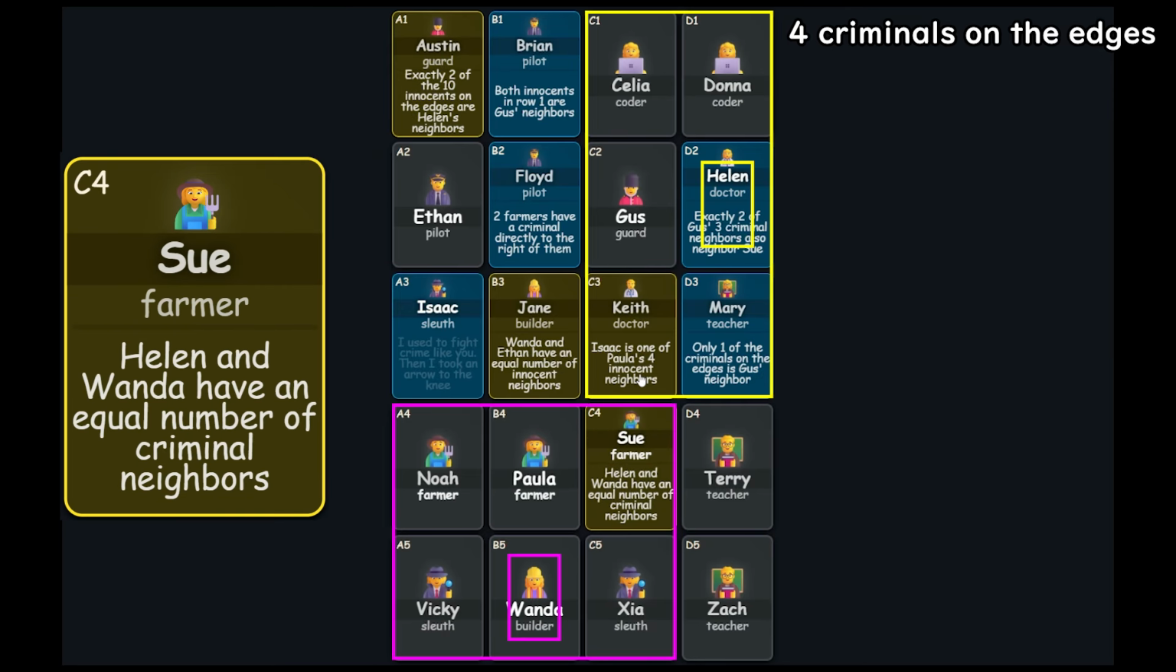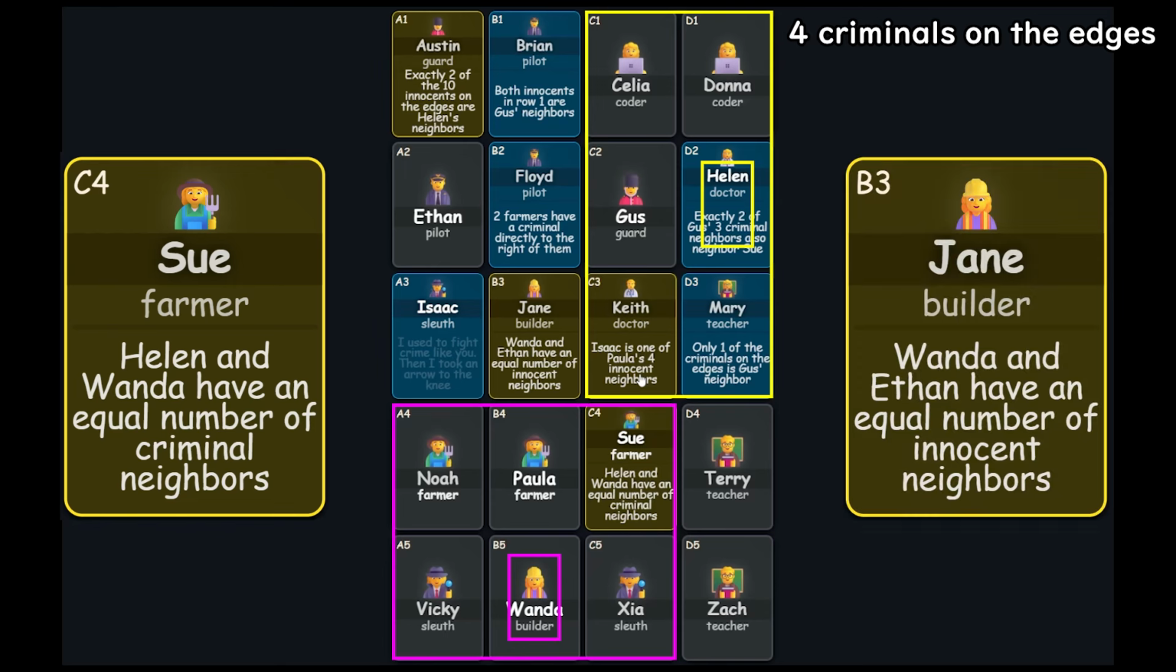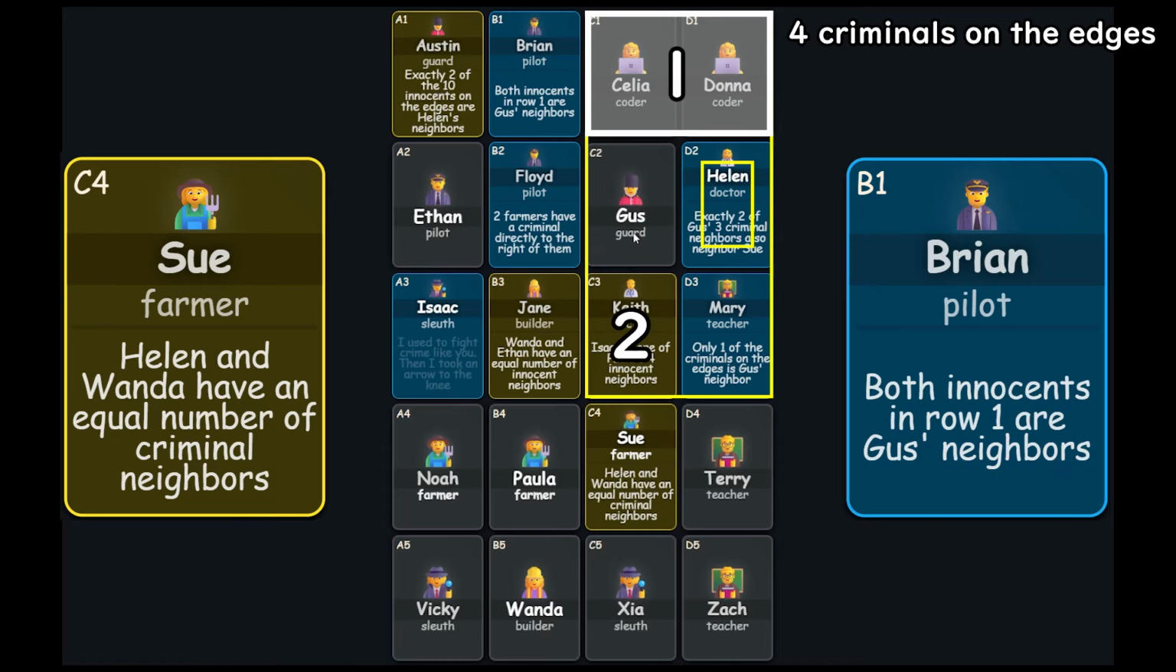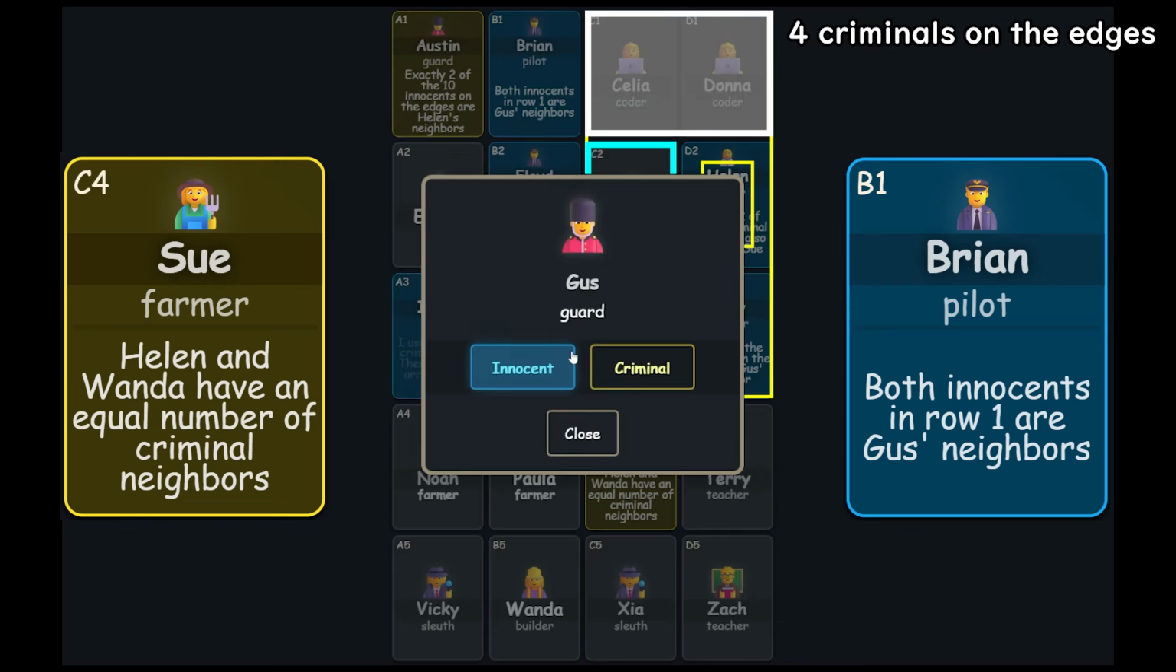Helen and Wanda have an equal number of criminal neighbors. We know from Jane's clue that Wanda and Ethan have an equal number of innocent neighbors. Ethan has 3, and so should Wanda. This means Wanda has 2 criminal neighbors. Therefore, Helen must have 2 criminal neighbors as well. And since one is revealed and another is in row 1, we can mark Gus as innocent.